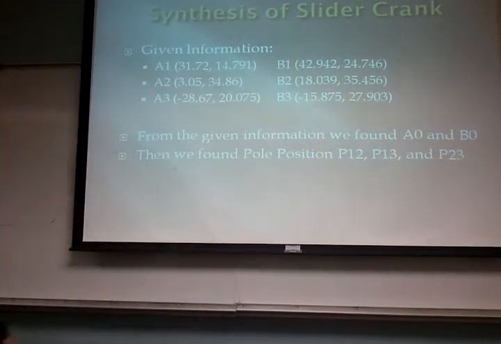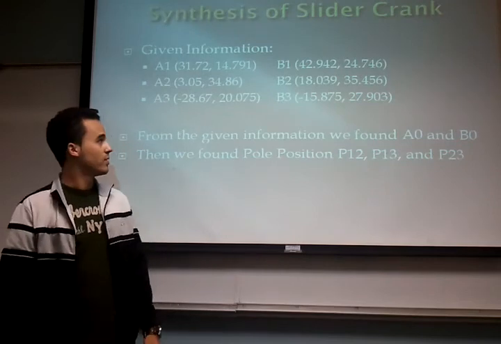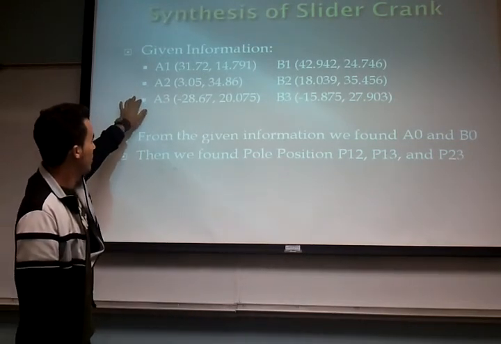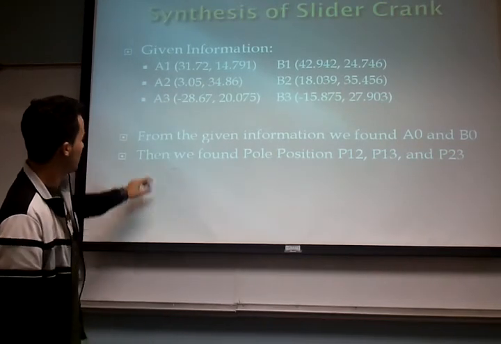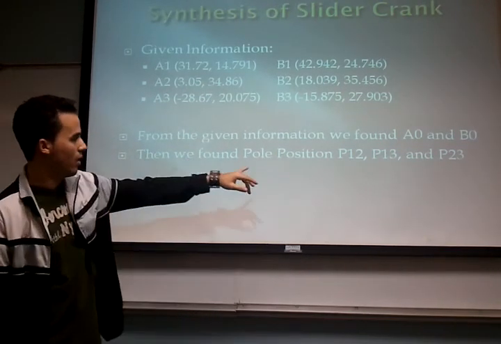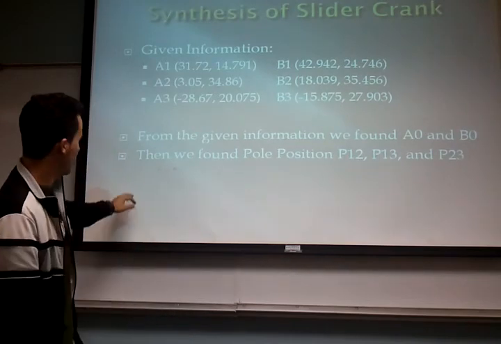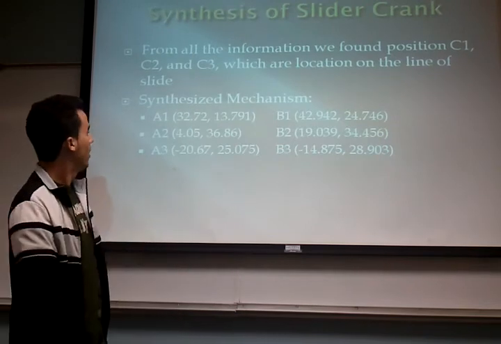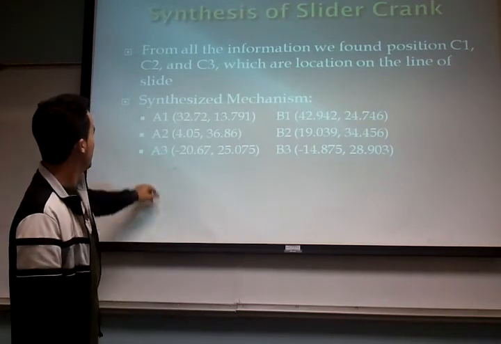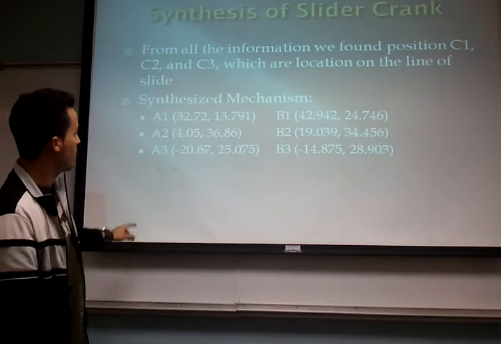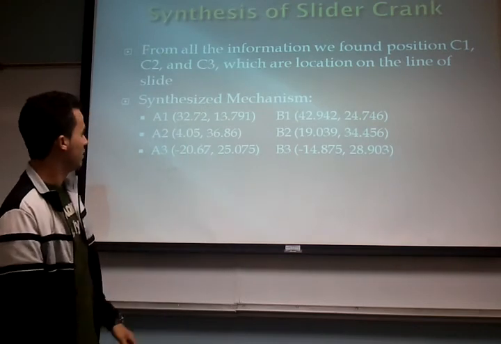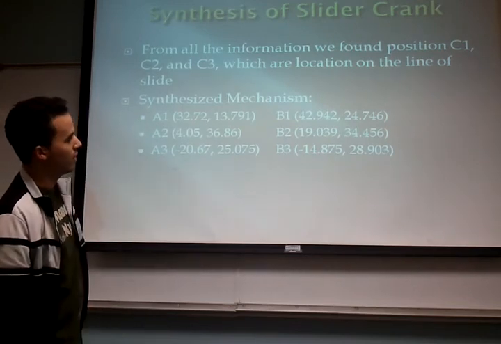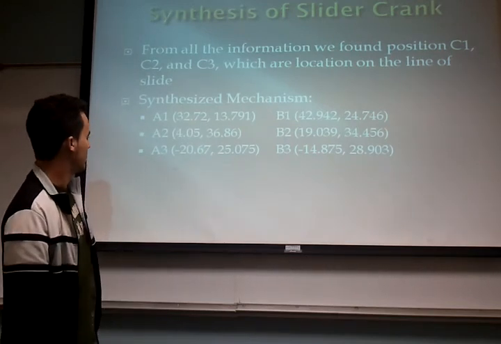Thanks. Hello, my name is Dariesky, and I'll be presenting the slider crank. This is the information that we got to make our slider crank mechanism. Using that information, we found A nut and B nut in order to find the pole positions for the slider crank. After we found the pole positions, we found C1, C2, and C3, which are points located on the line of slide. And this is the synthesized mechanism with the changes that we had to make in order to make the system work.